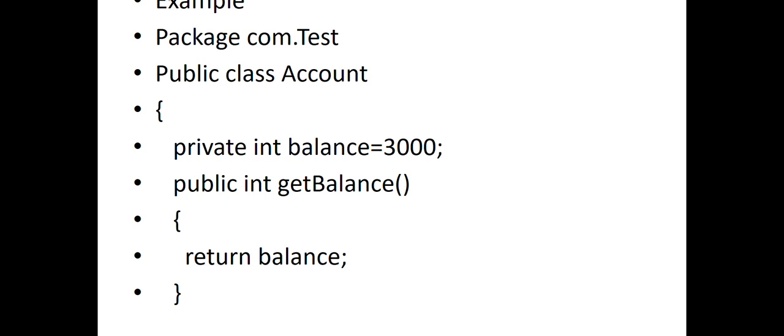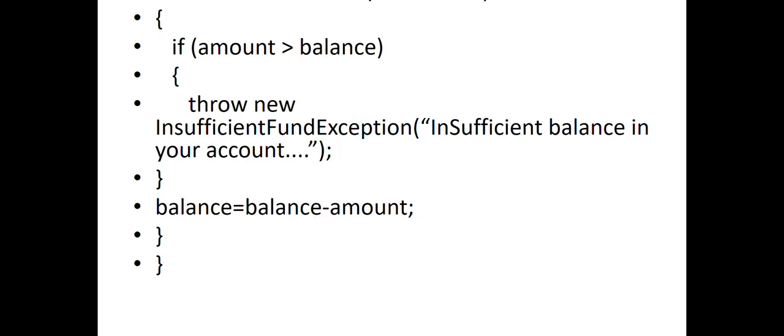So next I'm creating one class, public class Account. In that class I'm creating a variable, balance, and mention the value of that, it is 3000. Then using getBalance I retrieve whatever balance is available in my account. Then I create one more method, that is the withdraw method.